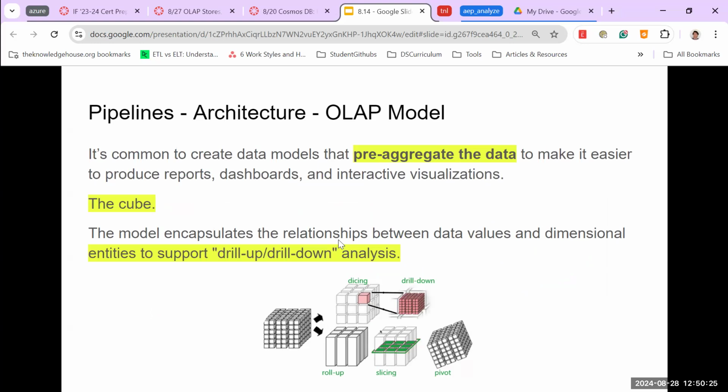specifically something called the cube. Here, we basically pre-aggregate the data to make it easier to produce reports, dashboards, and interactive visualizations. This allows us to capture relationships between values and dimensional entities in order to support something called drill up and drill down analyses. Really, this is a very, very abstract way to talk about the cube.